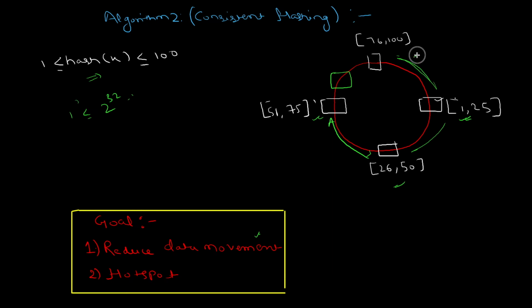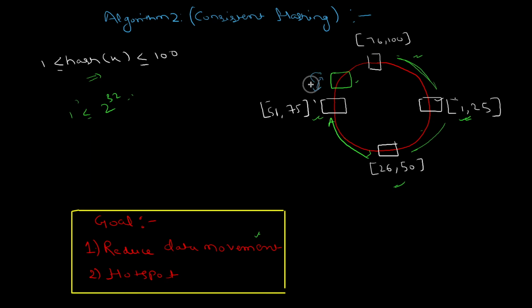So there is no impact here because no node is added here, no node is added here, no node is added here. The node is added here. So basically now the data movement should happen here. All the keys which were falling in this range earlier were getting mapped to this node. But now since a new node has come, these keys should be mapped to this, right?